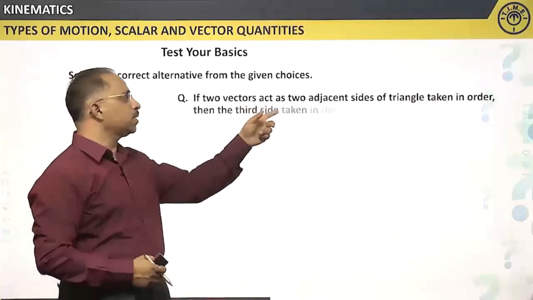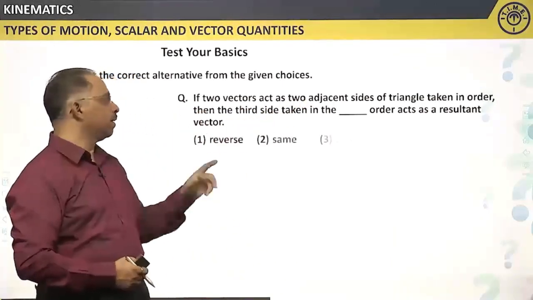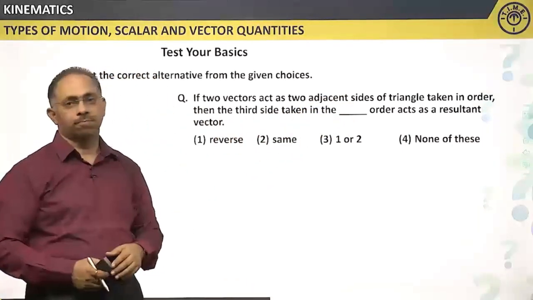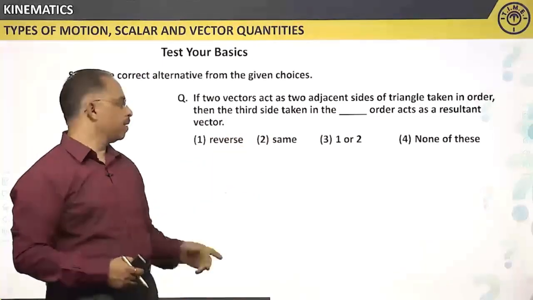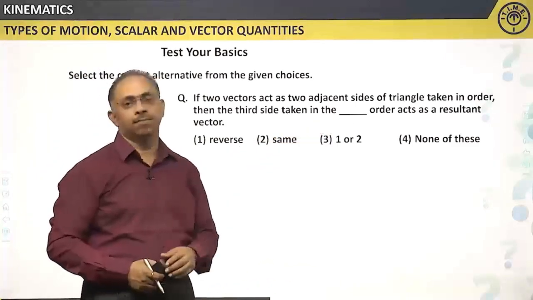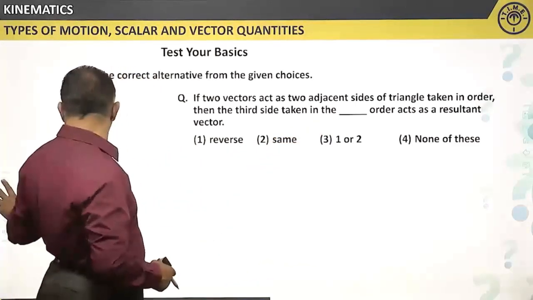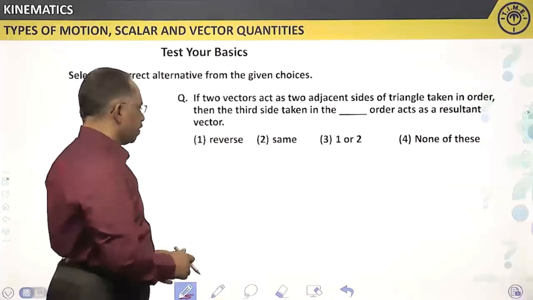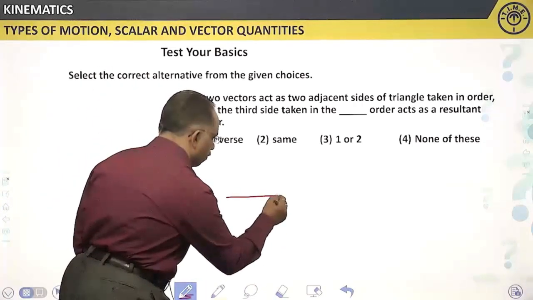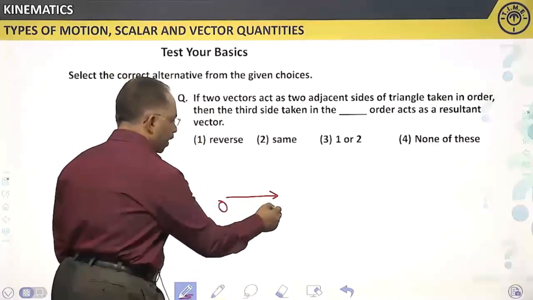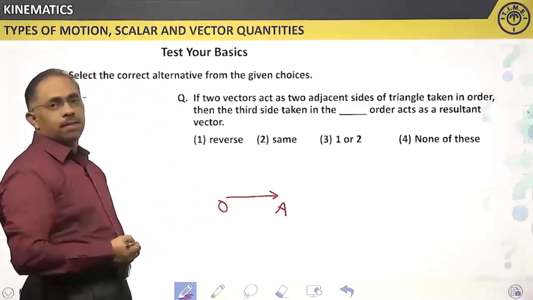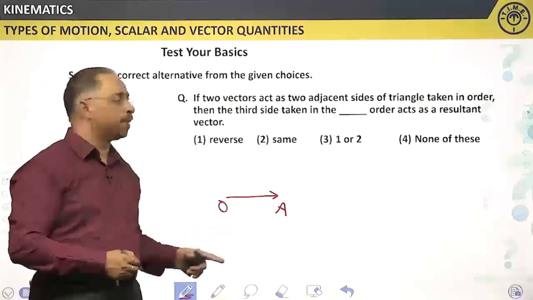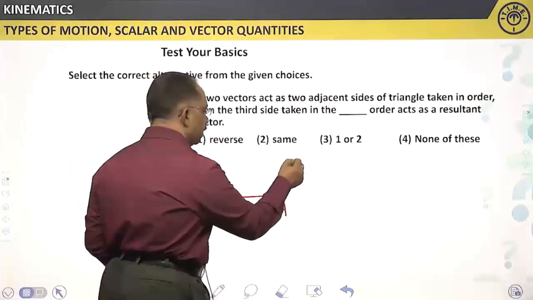If 2 vectors act as 2 adjacent sides of a triangle taken in order, then the third side taken in the dash order acts as a resultant vector. You have the options over here: reverse, same, 1 or 2, none of these. If I represent 2 vectors, let me take an example. Suppose I have one vector in this direction. Let us suppose OA is representing one vector. The ending point of this vector will act as the starting point for the second vector. I'll say A to B is representing another vector.